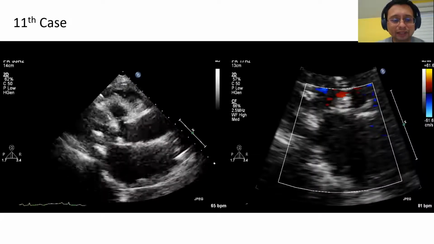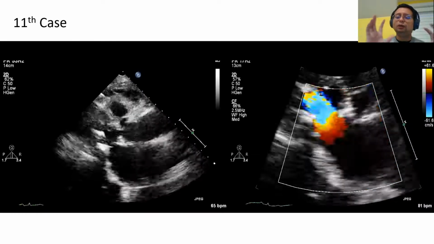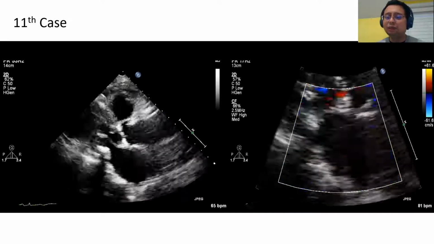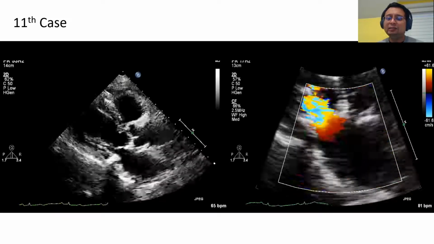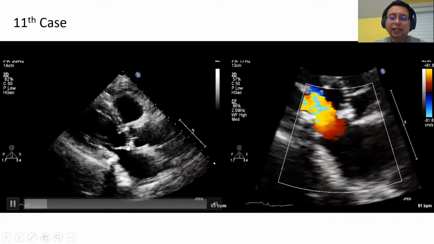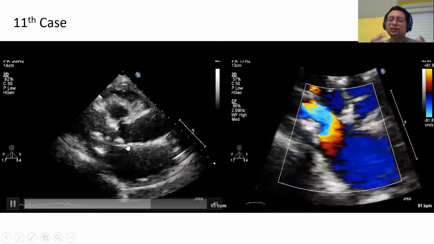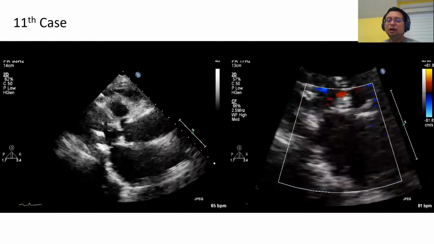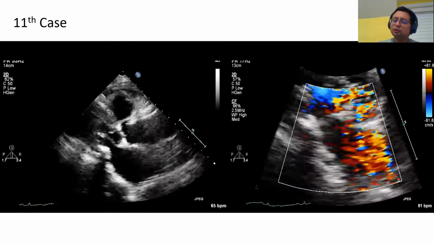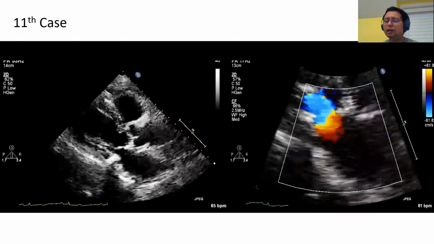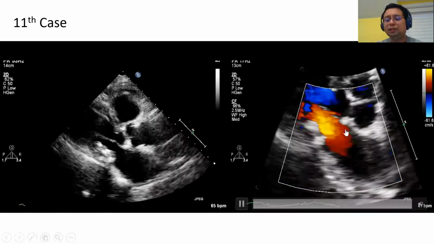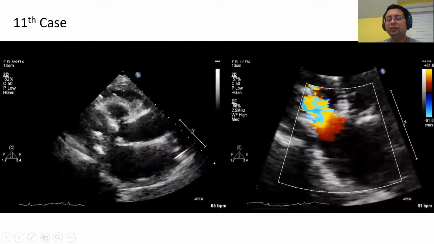This is our 11th case, all right? Now, we already talked about parachute mitral valve. So this is another example of mitral stenosis, but if you look at the leaflet here, the leaflet is very calcified, especially at the annulus. Whenever you see a leaflet that is calcified in the annulus, always think about mitral annular calcification. Most commonly, this causes mitral stenosis, but in rare cases, it can also cause mitral regurgitation. You can see a flow convergence from the left atrium to the left ventricle here.